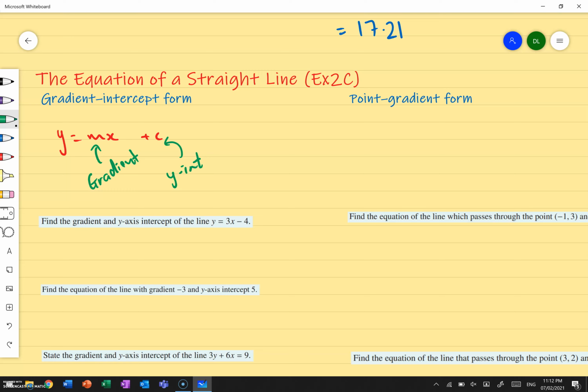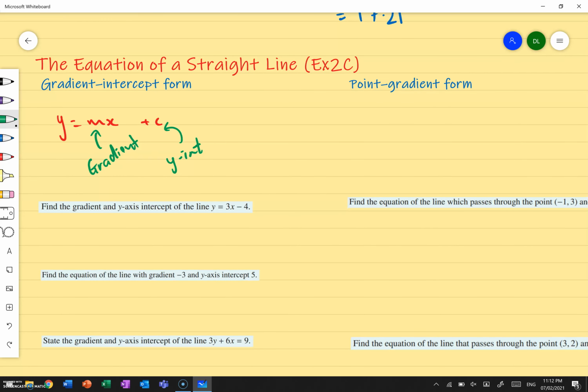So the first question is find the gradient and the y-intercept of the line y equals 3x minus 4. This is a straight extracting information from the equation question. So we're going to go ahead and set m, which is based off our formula. Remember, y equals mx plus c. We've got m equals 3, which is our gradient, and our y-intercept, or our c, equals -4. That's it. Let's move on.